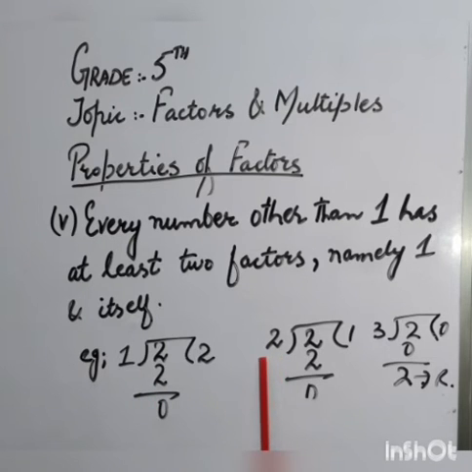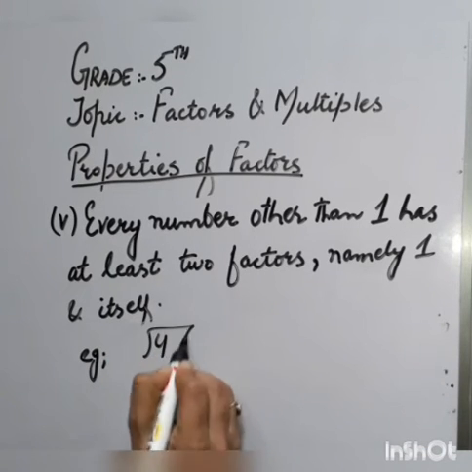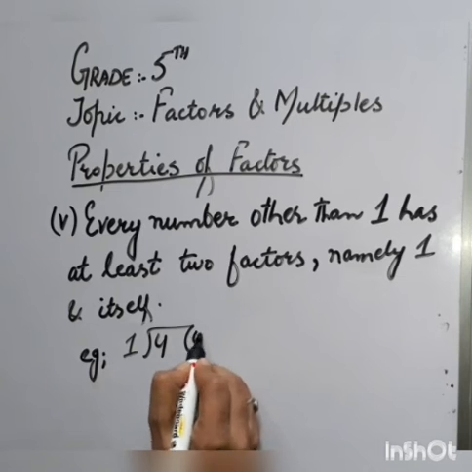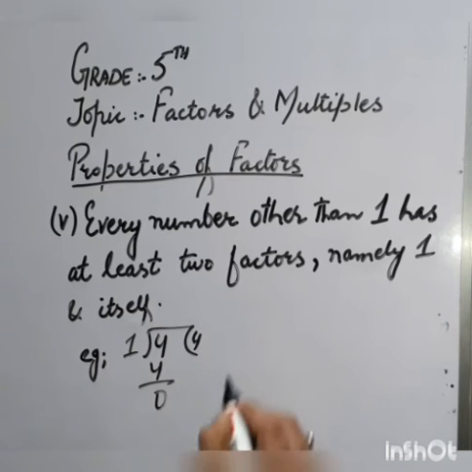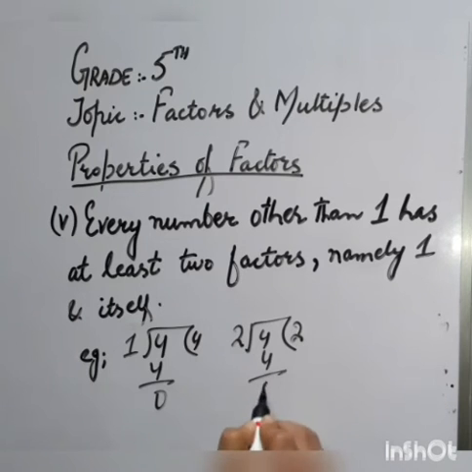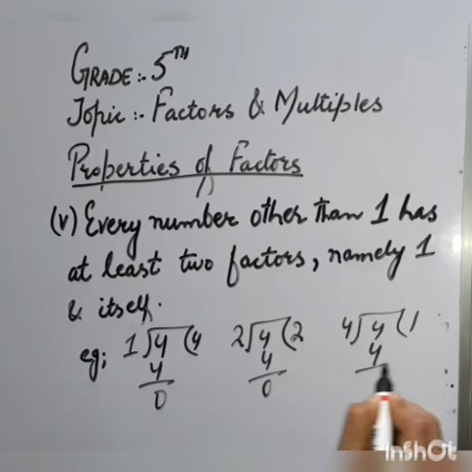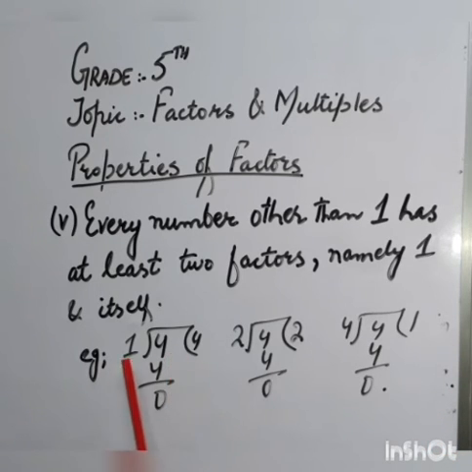Now if I take any other number, for example, see students, if I take now 4 here, now 1 4 are 4. Okay, 4 minus 4 is 0. Then if I divide this 4 by 2, 2 2 are 4. Okay, then I can write 4 1 are 4. So it means this 4 is exactly divisible by 1, by 2 and by 4. That means this 4 is having 3 factors, 1, 2 and 4.